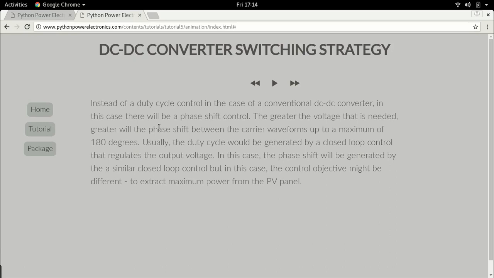This is the reason why we have now come up with the concept of phase shift control. So we are not changing the modulation signal. We are now coming up with 2 carrier waveforms and changing the phase shift between them. And this is how we are going to control the AC output voltage. And as I will show you in the next few slides, this is how we can change the output AC voltage that is available from this PV panel.